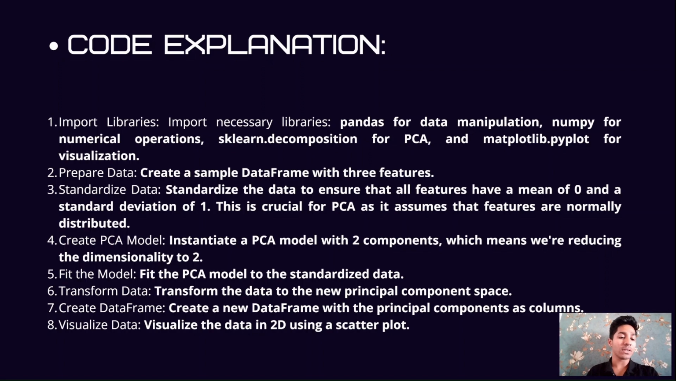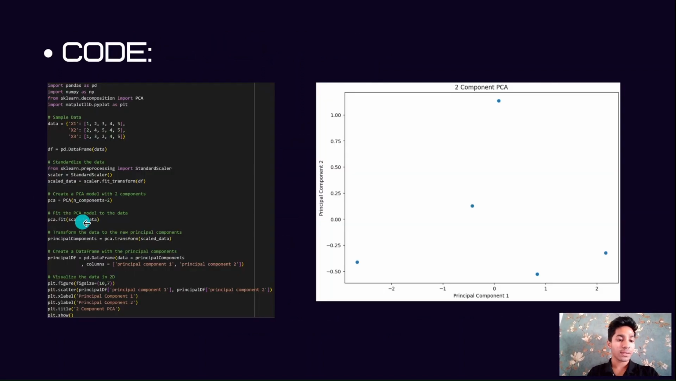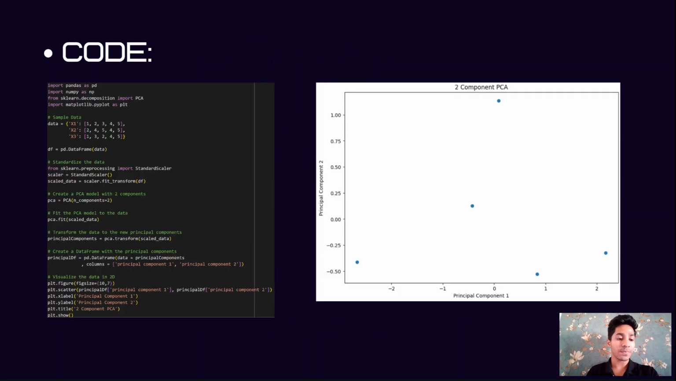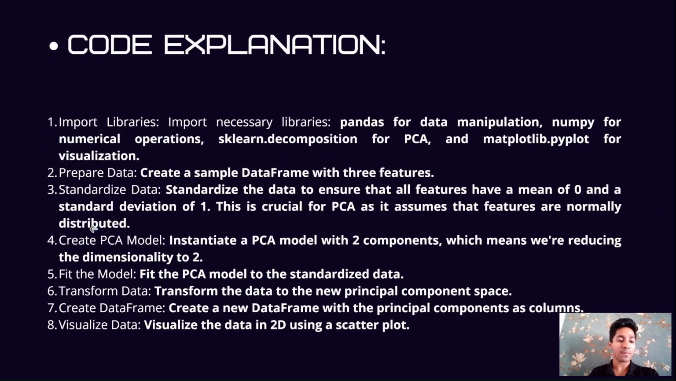Fourth, we create the PCA model. Here is the code for creating the PCA model, in which we instantiate a PCA model with two components, which means we are reducing the dimensionality to 2. Then we fit the model. Fitting the model means fitting the PCA model to the standardized data. Here we are fitting the model to the standardized data. Then we transform the data, which means transforming the data to the new principal component space.